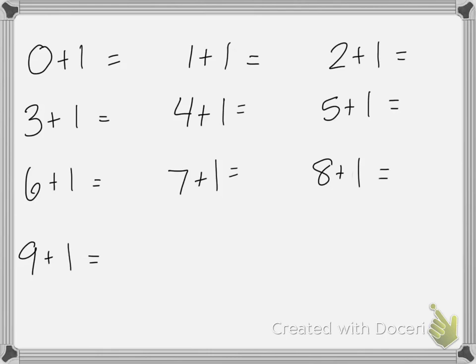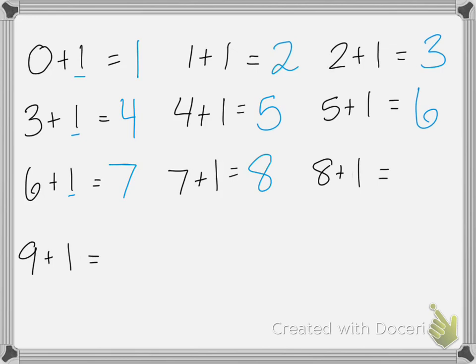All right. So let's look at these problems. Here are my 1 facts, and all I did is I changed the zeros to 1s. So let's answer these problems as we go. 0 plus 1 is 1. 1 plus 1 is 2. 2 plus 1 is 3. 3 plus 1 is 4. 4 plus 1 is 5. 5 plus 1 is 6. 6 plus 1 is 7. 7 plus 1 is 8. 8 plus 1 is 9. And 9 plus 1 is 10.